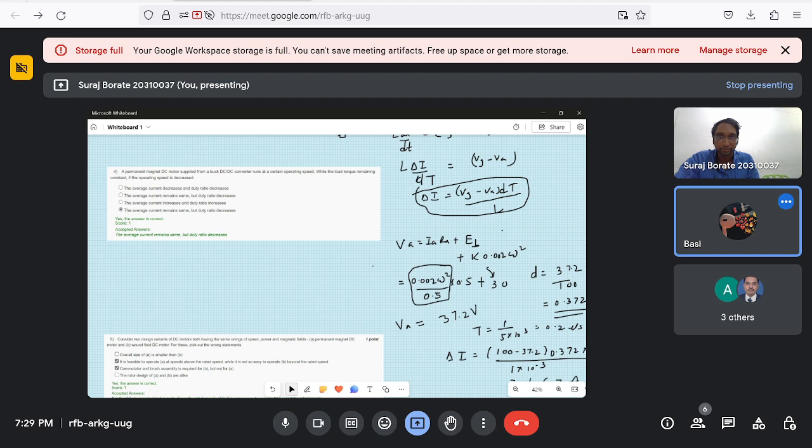Yeah. So if we go to the fourth question, there are a couple of theory questions. A permanent magnet DC motor, supplied from a buck DC-DC converter, runs at a certain operating point. So what is a buck converter? What is its function? Step down DC voltage. Yeah, step down DC voltage.